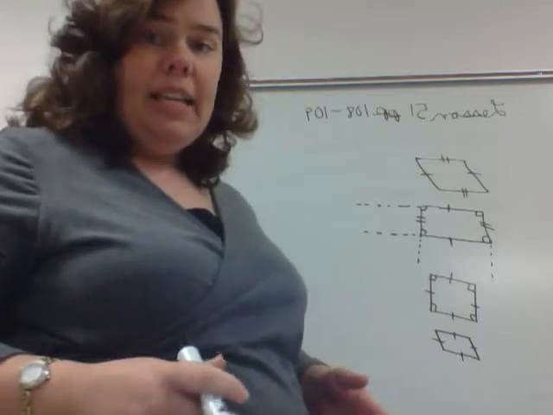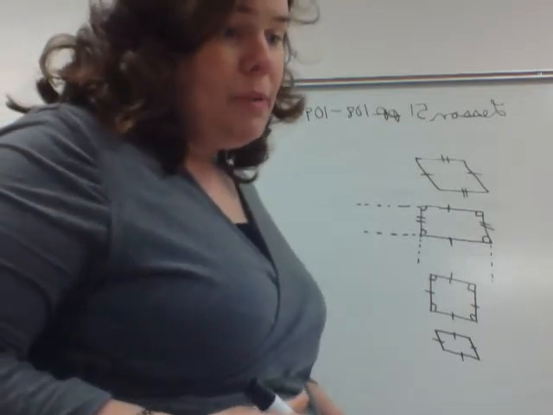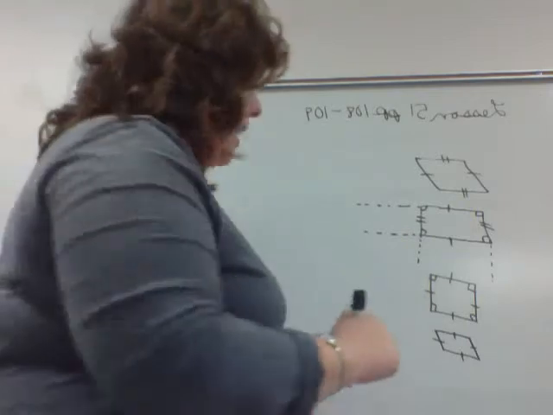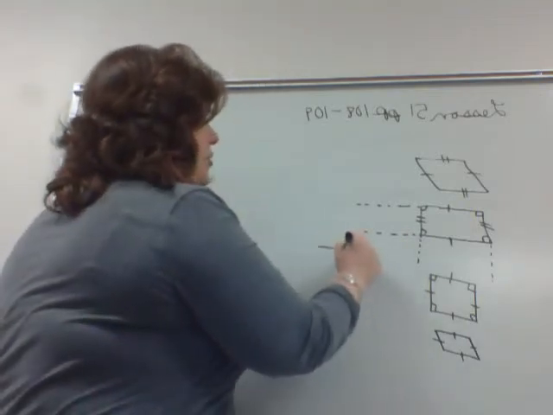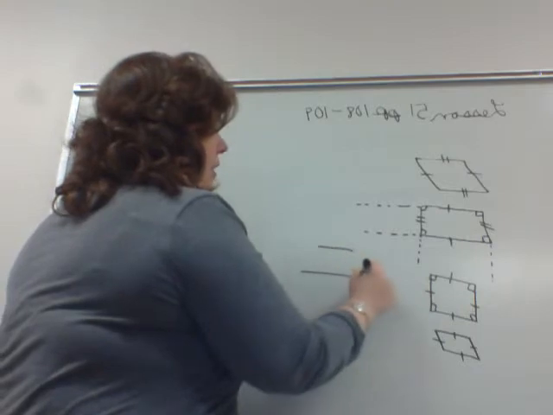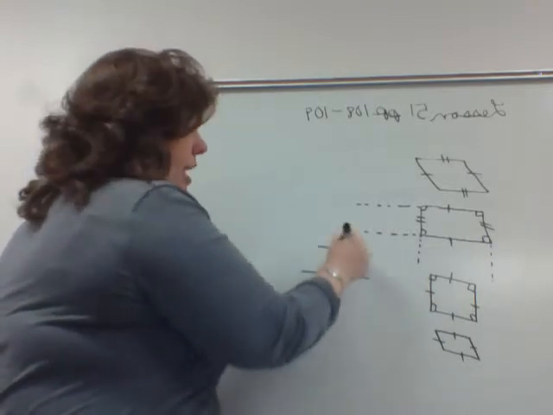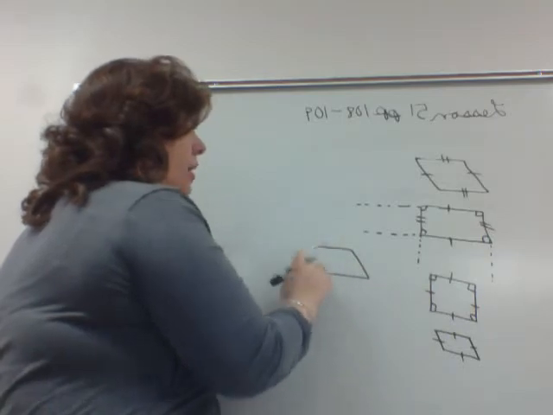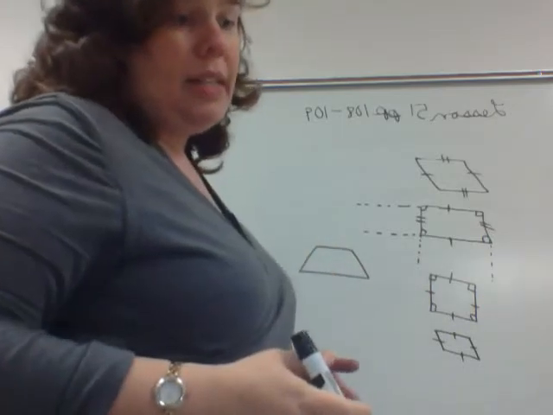And last but not least, the trapezoid. A trapezoid is a quadrilateral that has only 1 pair of parallel sides. So this would be your trapezoid. I like to draw the bases first, then I connect the bases. These are your 2 parallel lines, and they're not congruent.